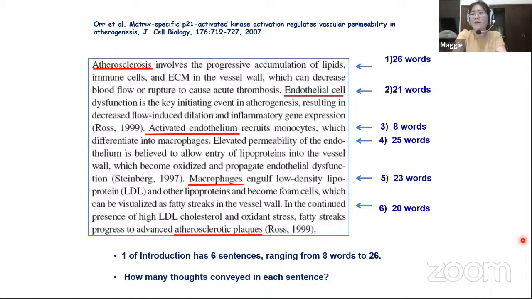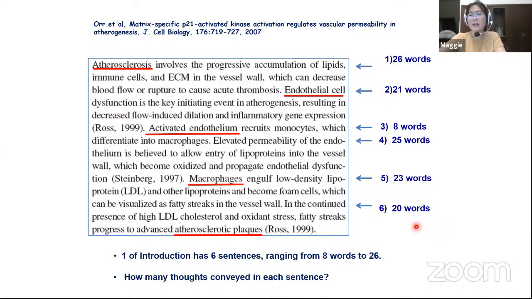Okay, as you have read this paragraph, this is the first paragraph from the introduction of the manuscript. As you count, there are only 6 sentences in this first paragraph of the introduction, and the sentences have 26 words, then 21, then 8, 25, 23, and 20. So they have a suitable length, each sentence is logically related to the others, and each sentence has only one idea.